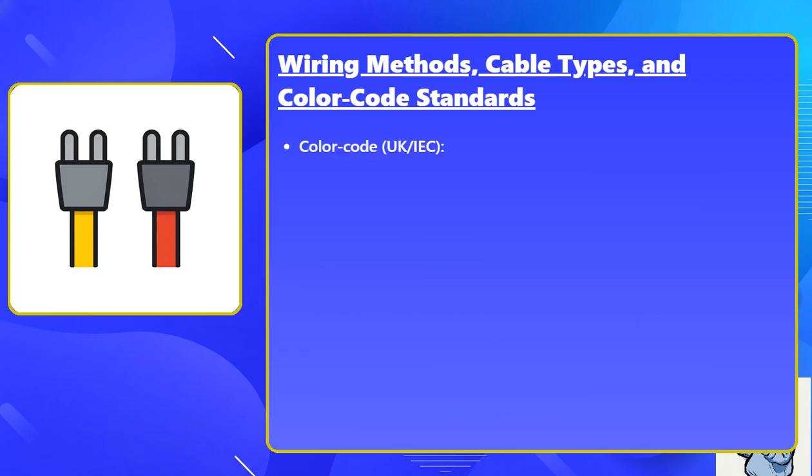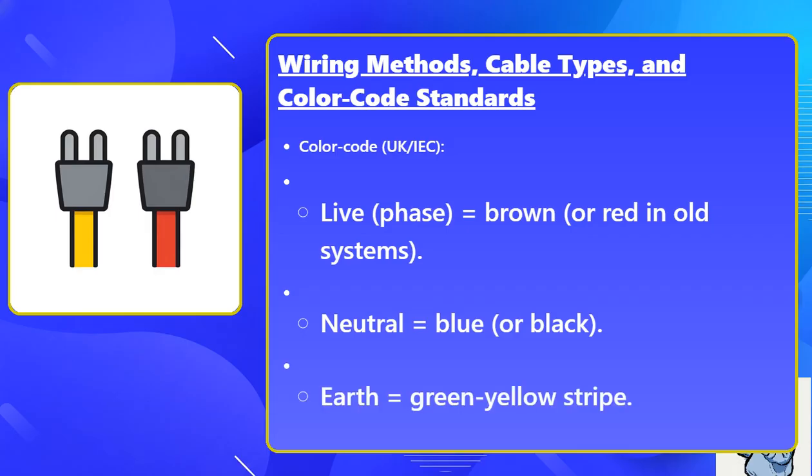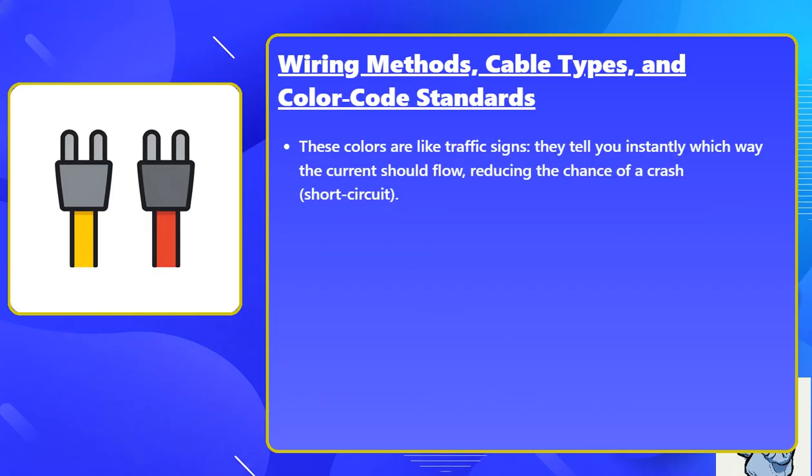Color code, UK IEC. Live phase equals brown, or red in old systems. Neutral equals blue or black. Earth equals green, yellow striped. These colors are like traffic signs. They tell you instantly which way the current should flow, reducing the chance of a crash, a short circuit. Always check local code for any variations.